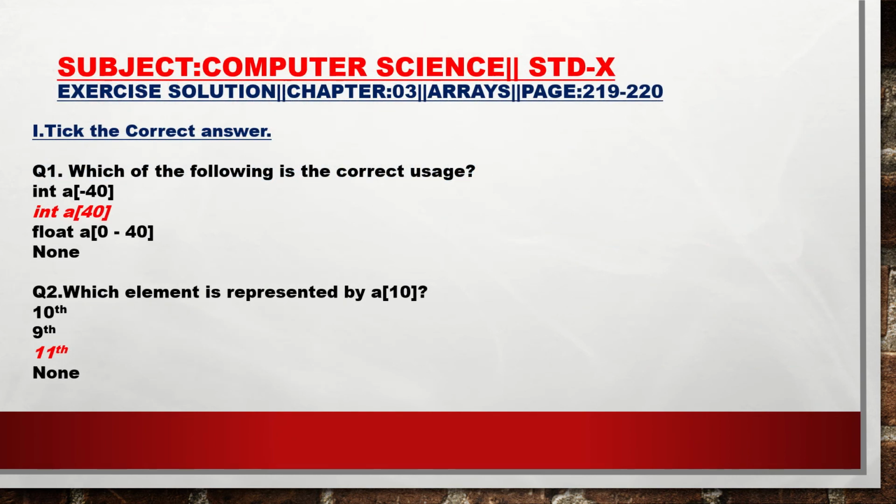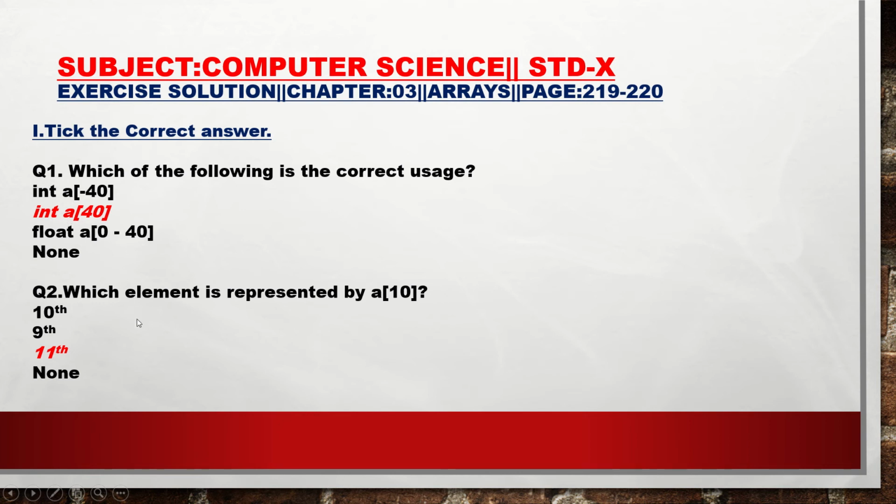As you can see, the page number given there is 219 to 220. Which of the following is the correct usage? There are four options given. I have told you earlier also that array size cannot be negative. So the first one and the third one are out. None will not be there. So the correct answer is int a[40]. Array size can't be negative, keep in mind. So the correct answer is the second option.